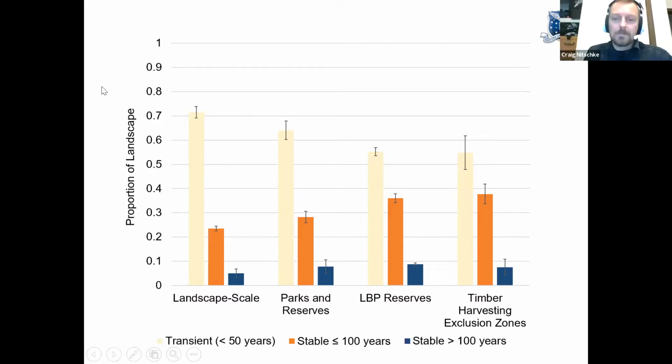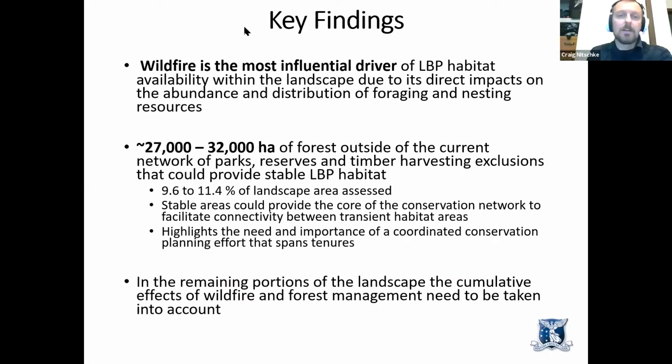So the key findings for this is that wildfire is the most influential driver, and that really affected the abundance and distribution of the foraging and nesting resources at the landscape level. We did identify 27,000 to 32,000 hectares, depending on which scenario and replicates you looked at, of forest outside of that current network. And I think this is probably the really key one for us: this 27 to 32,000 hectares of habitat could provide stable habitat under a dynamic future. And this represents 9.5 to 11% of the landscape area assessed.